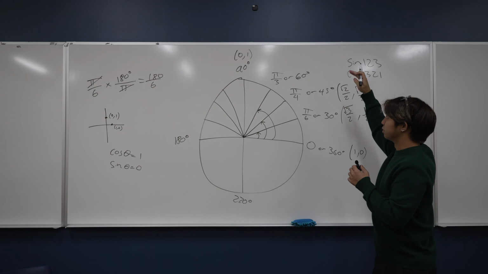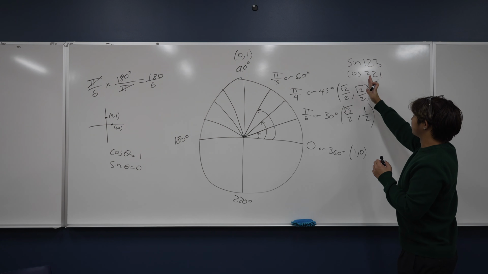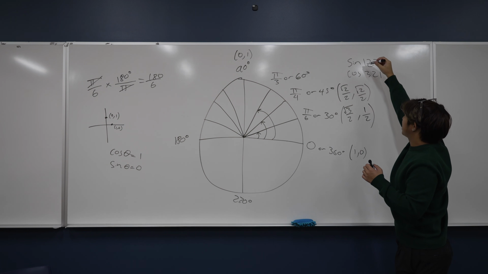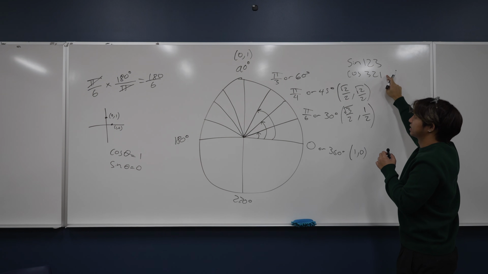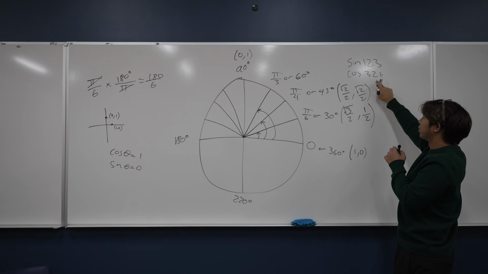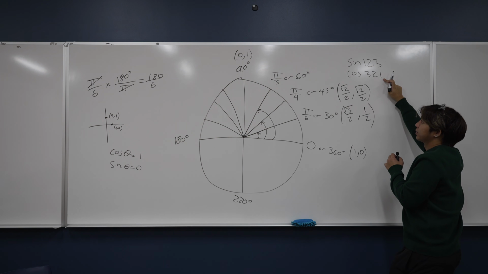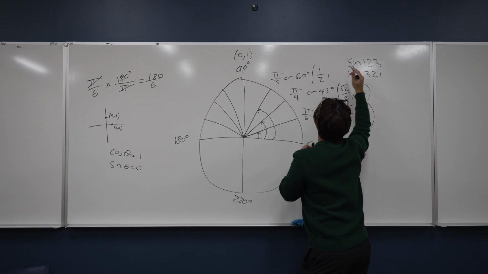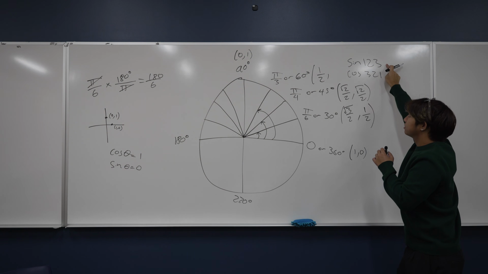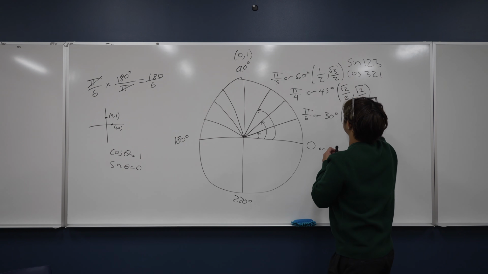Moving on to pi over 3, or 60 degrees. Imagine this is supposed to be straight: 1, 2, 3 and 3, 2, 1. So we had pi over 6, pi over 4, and now pi over 3. Cosine here is 1, so I'll write out 1 over 2, comma, and sine 3 gives me square root 3 over 2, like that.